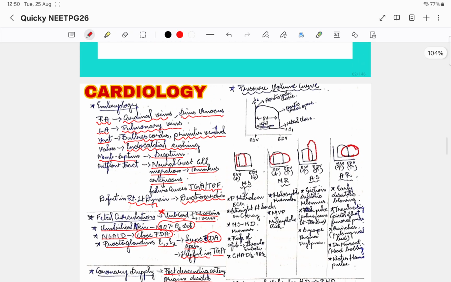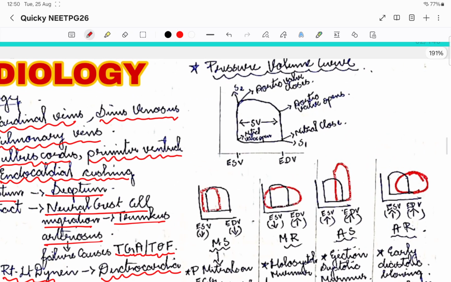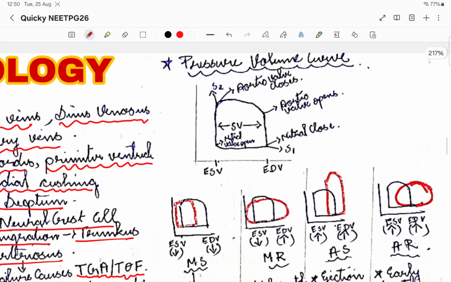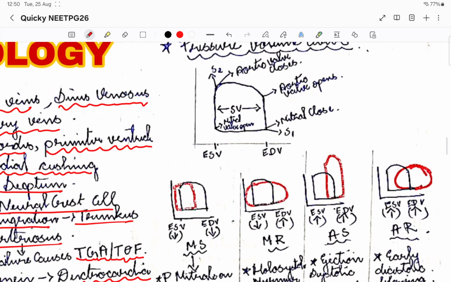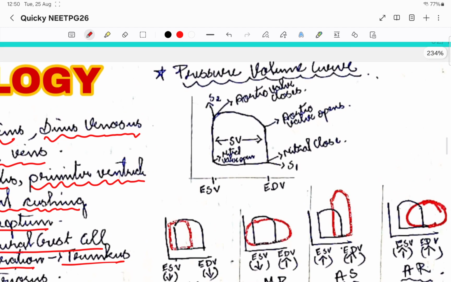Then coming on to pressure volume curves. This has been the examiner's favorite, okay? Please remember this diagram and you will be able to solve the pathologies with respect to it. So this is the volume side and this is the pressure, okay? The y-axis is pressure, whereas the x-axis is volume, okay?